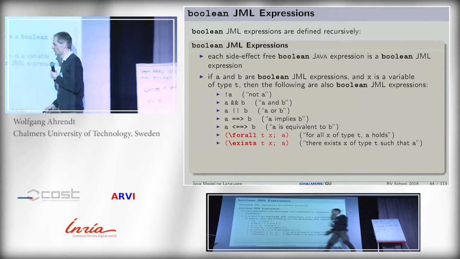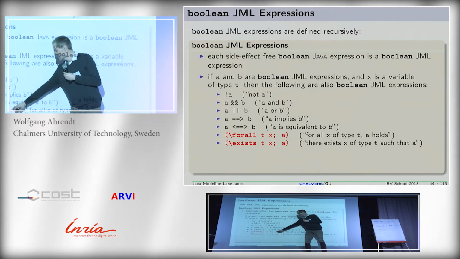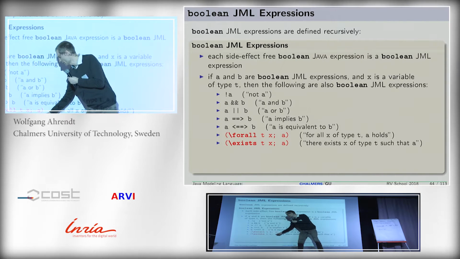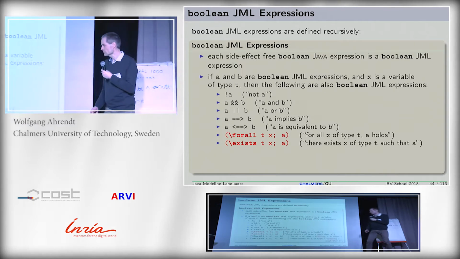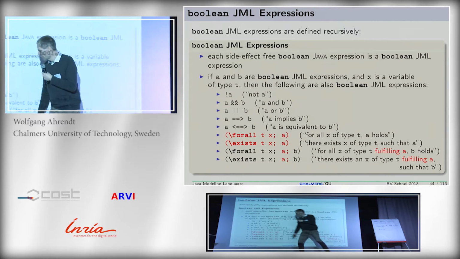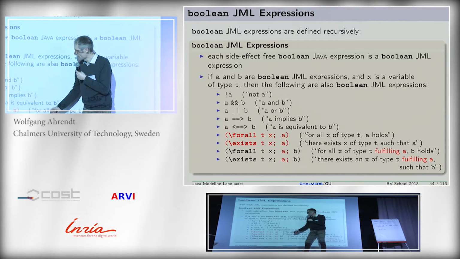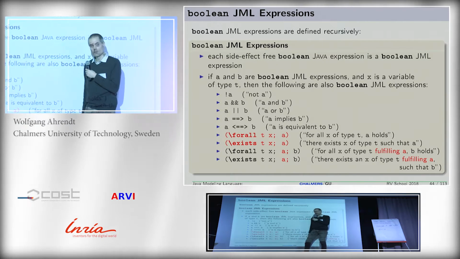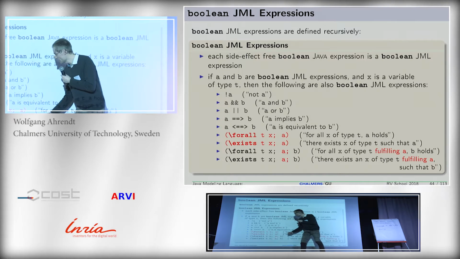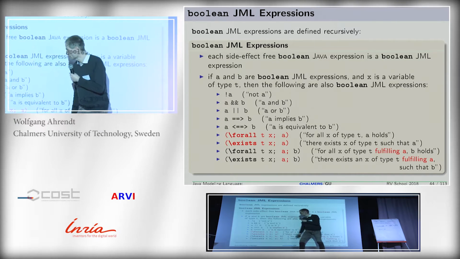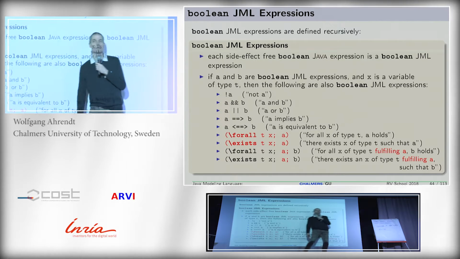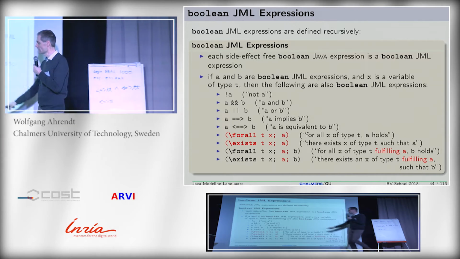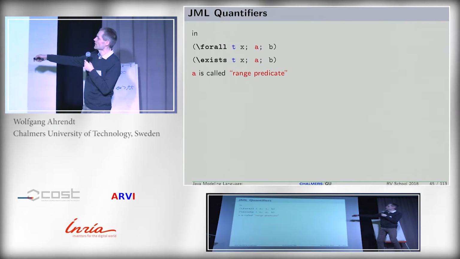I can say for all x of type t, some JML Boolean, or there exists an x of type t, and here comes some JML Boolean. In addition, I also have these forms: for all x of type t satisfying a, b holds, or there exists an x of type t which satisfies a and b holds. We don't need those for expressivity, but they are good pragmatically, and runtime assertion checkers heavily depend on those. Let me talk more about them.